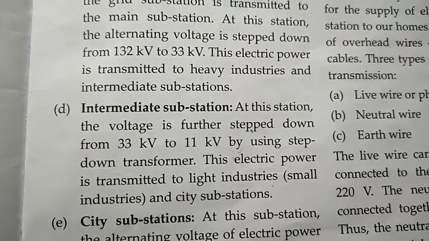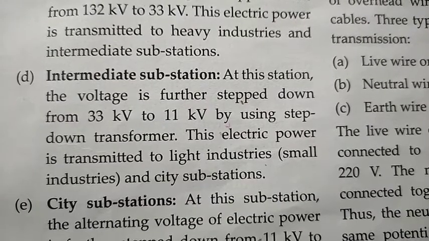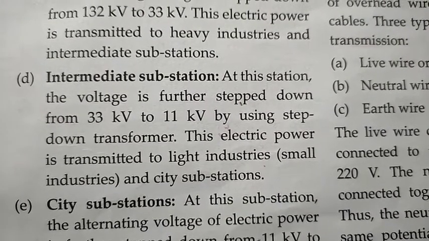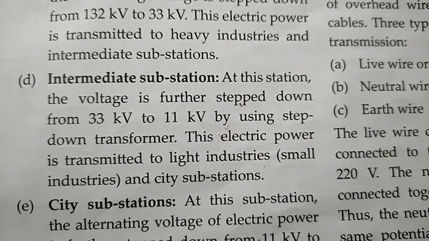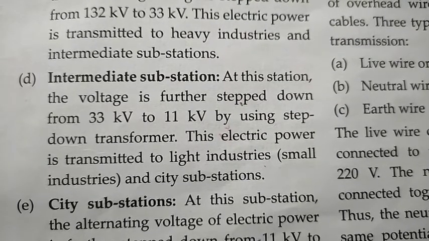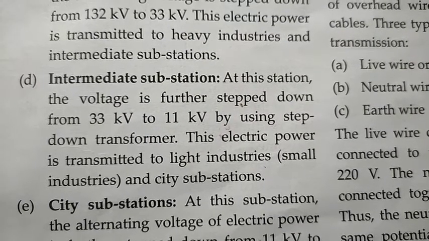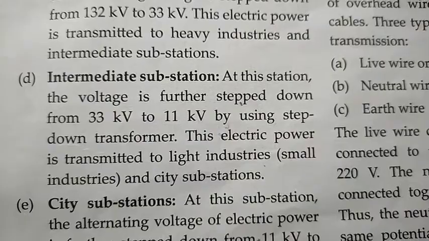Next is intermediate substation. At this station, the voltage is further stepped down from 33 kilovolt to 11 kilovolt by using step-down transformer. This electric power is transmitted to light industries, that is small industries, and city substations.